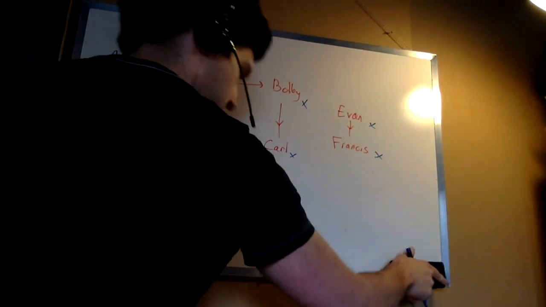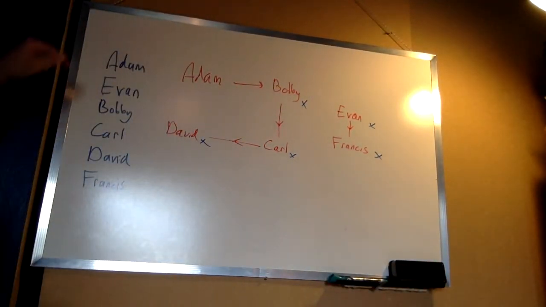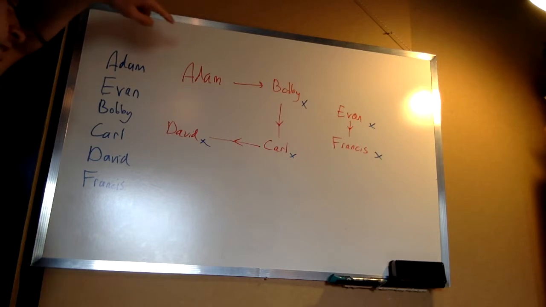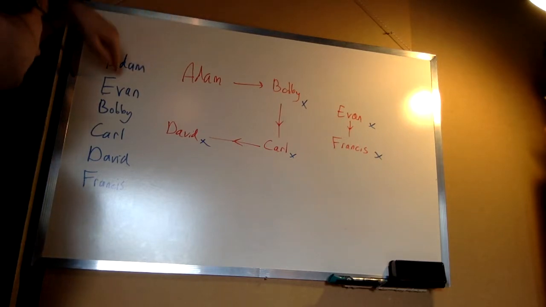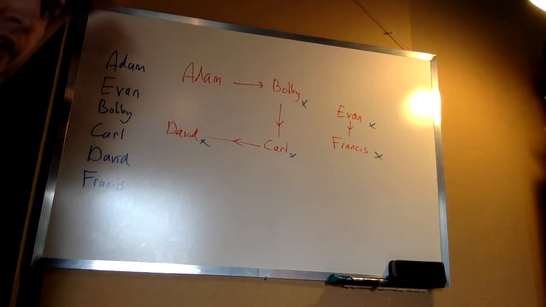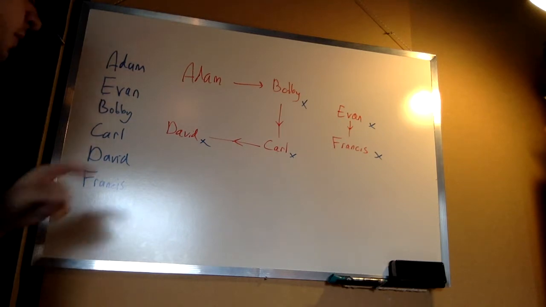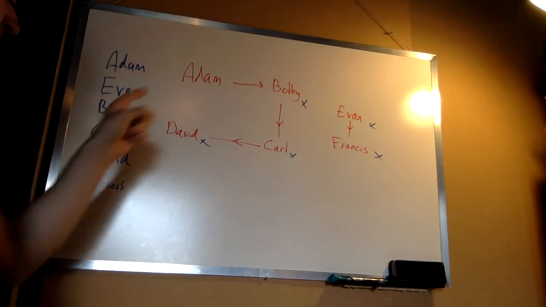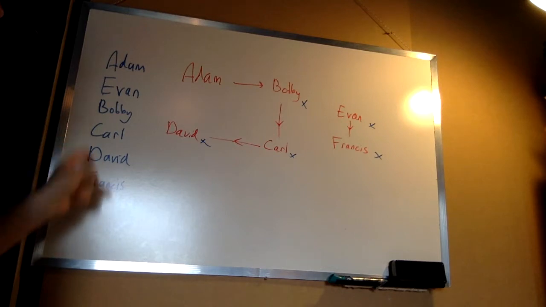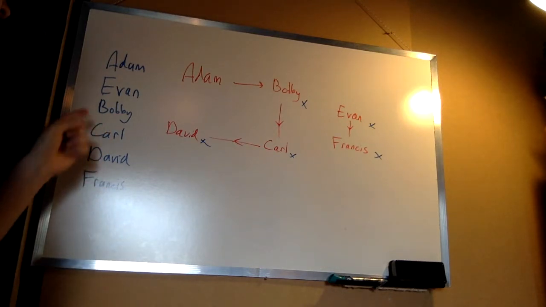Now let's see, is that correct? So Adam's first. Adam hates only Bobby. Adam is ahead of Bobby, so that's valid. Evan is next. Evan hates Francis, but Evan is ahead of Francis, so that's valid.